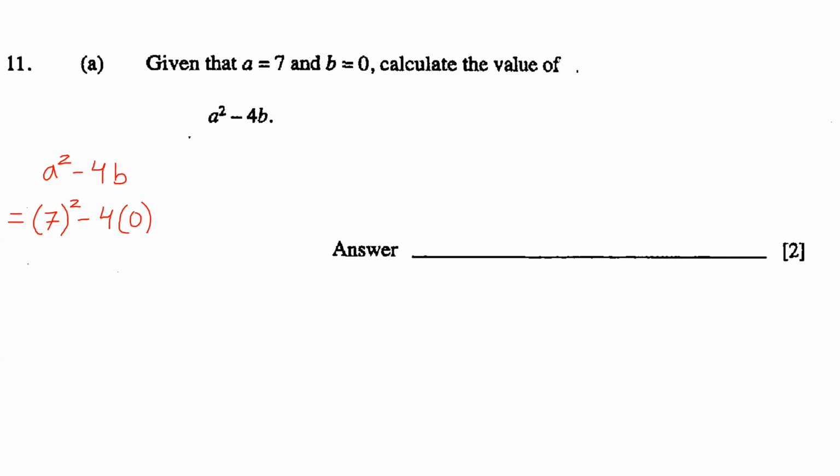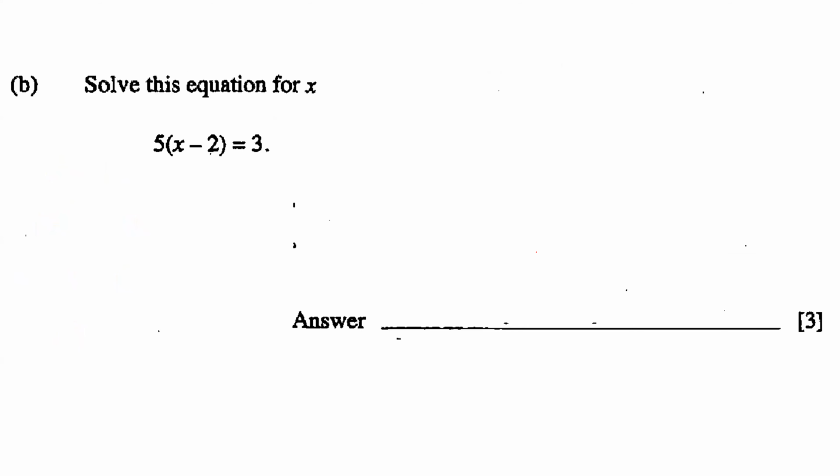And so good. So now we have, it's going to be equal to 7 squared. What is 7 squared? 7 squared is definitely what? 49. And 4 times 0, what is 4 times 0? 4 times 0 is definitely 0. This is going to be equal to 49 minus 0, which is definitely 49. And so that means that a squared minus 4b when a is 7 and b is 0 is actually equal to 49. All right, so that's how we get that. Let's move on to question 11b.